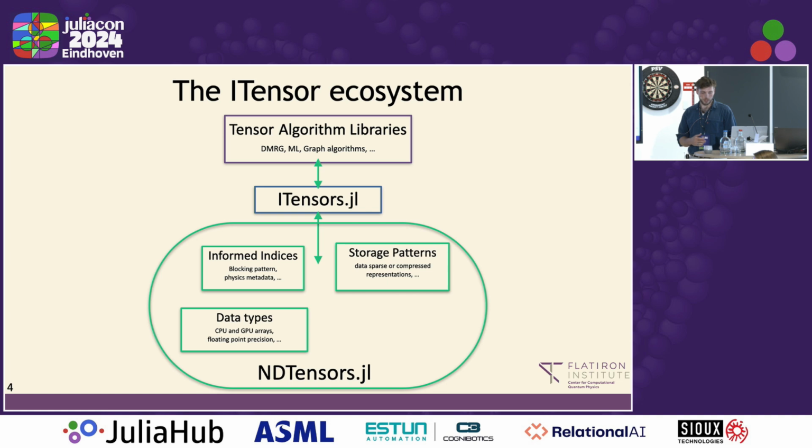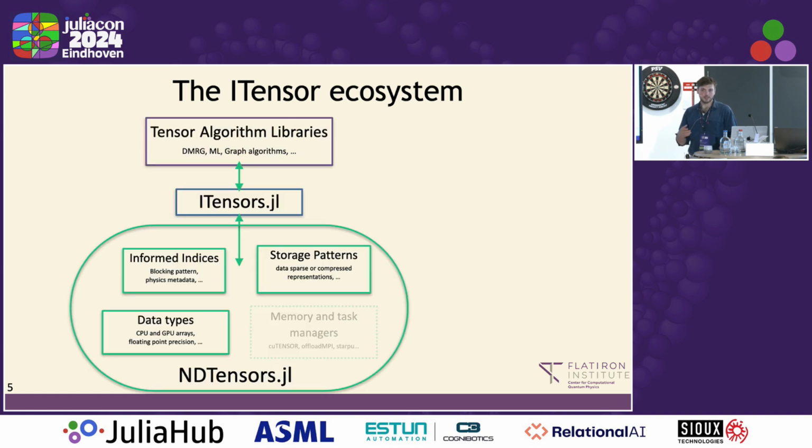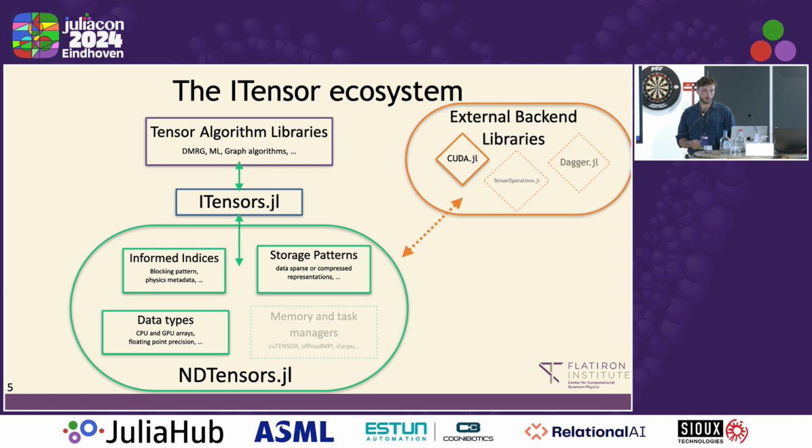and backends. We support different data patterns, so you might want to have block data or sparse data, or represent blocks as SVDs or anything like that. In the future, we're looking towards doing memory and task managers using things like cuTensor or offloaded MPI. And as I said, it's a plug-and-play library, so now we're working on building robust backend extensions. So far we support GPUs, through the CUDA.jl library and most of the GPU arrays. In the future, we want to support things like tensor operations and Dagger. So you can use these memory managers, or easily switch out what you're using when you're doing the tensor algorithms.